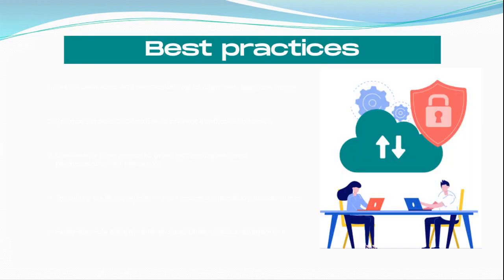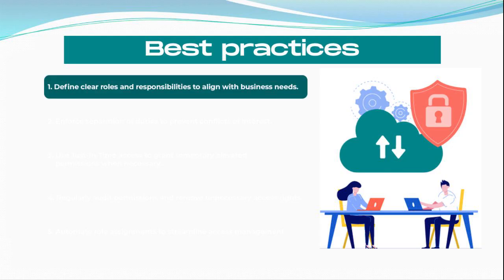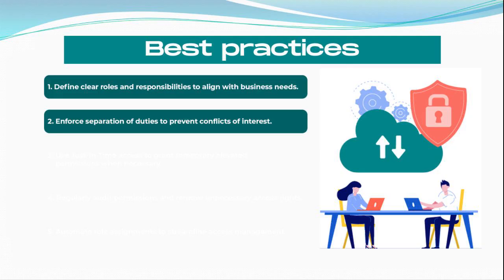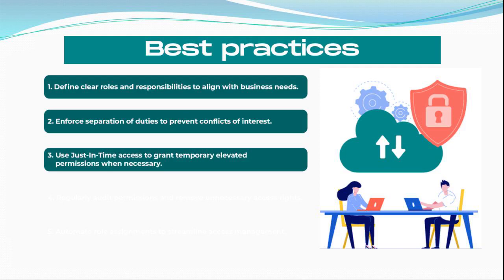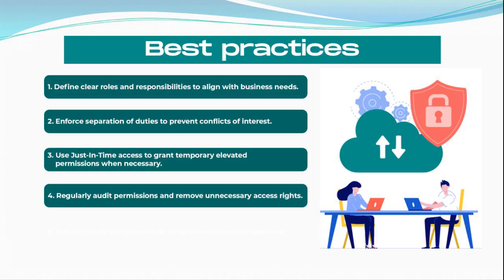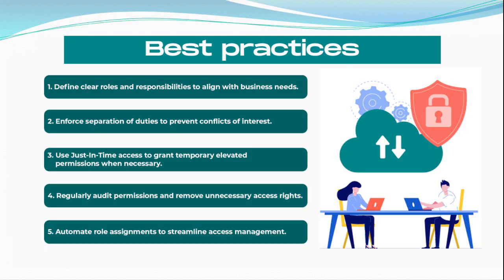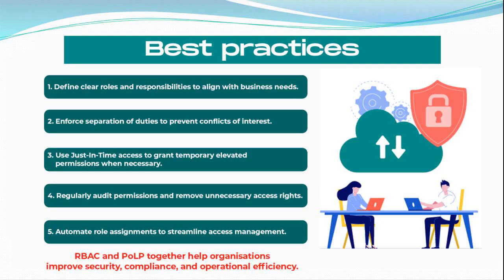To implement RBAC and PoLP effectively, follow these best practices. 1. Define clear roles and responsibilities to align with business needs. 2. Enforce separation of duties to prevent conflicts of interest. 3. Use just-in-time access to grant temporary elevated permissions when necessary. 4. Regularly audit permissions and remove unnecessary access rights. 5. Automate role assignments to streamline access management. RBAC and PoLP together help organizations improve security, compliance, and operational efficiency.